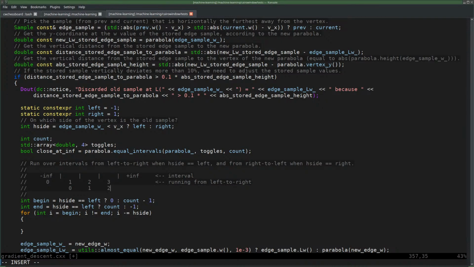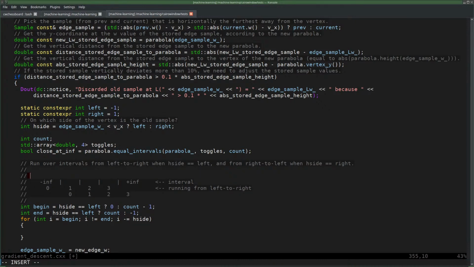0, 1, 2, 3. But in both cases, this is the index of the toggle. So I could move this up. See, it's on that side. And here it's on that side.